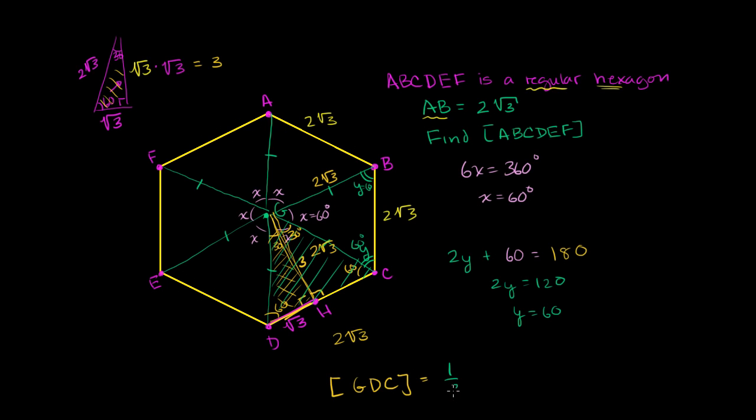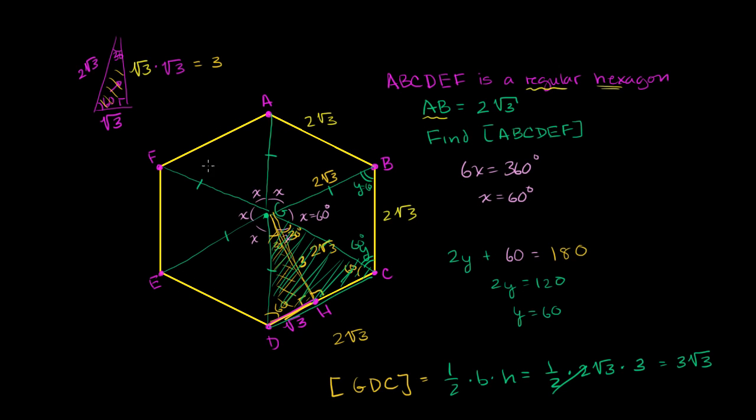This is equal to 1/2 times base times height, which is equal to 1/2. What's our base? Our base, we already know, it's one of the sides of our hexagon. It's 2 square roots of 3. It's this whole thing right over here. So times 2 square roots of 3. And then we want to multiply that times our height. And that's what we just figured out using 30, 60, 90 triangles. Our height is 3. So times 3, 1/2 and 2 cancel out. We're left with 3 square roots of 3. That's just the area of one of these little wedges right over here.